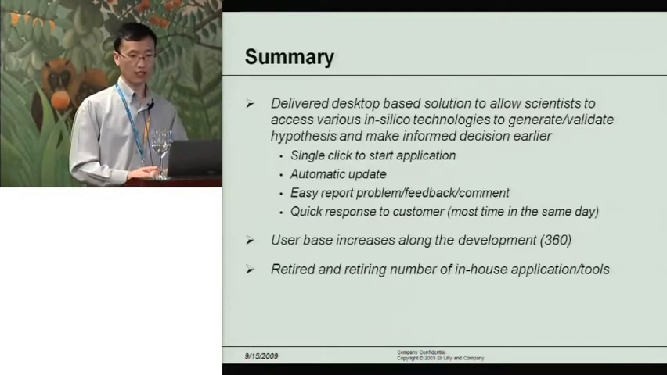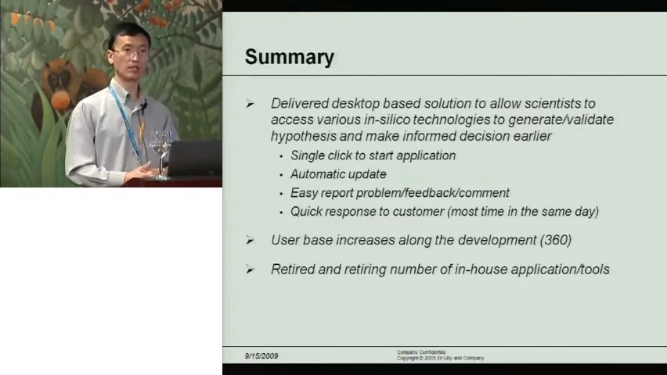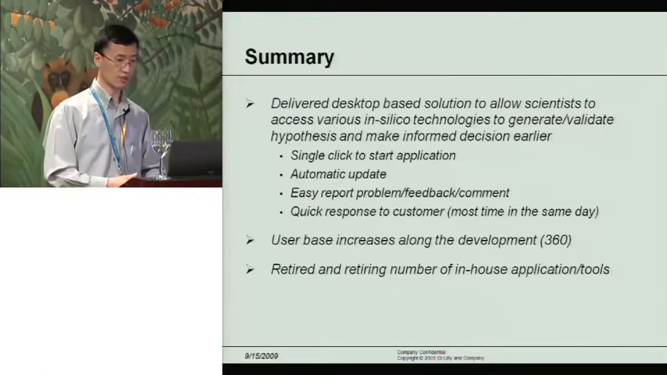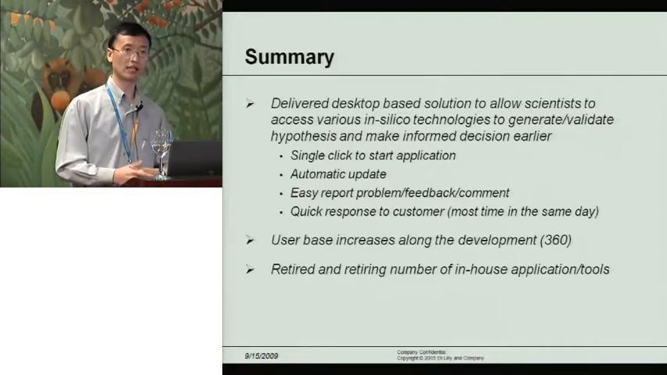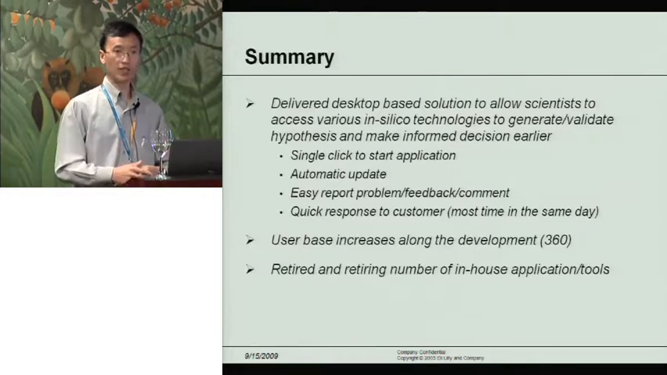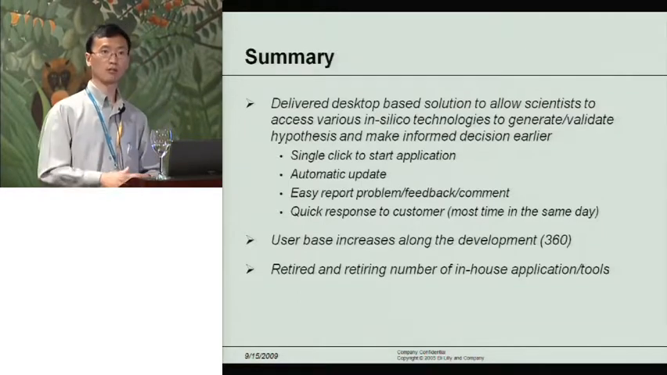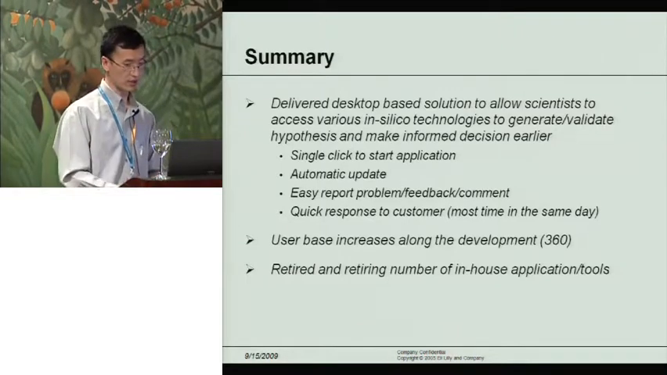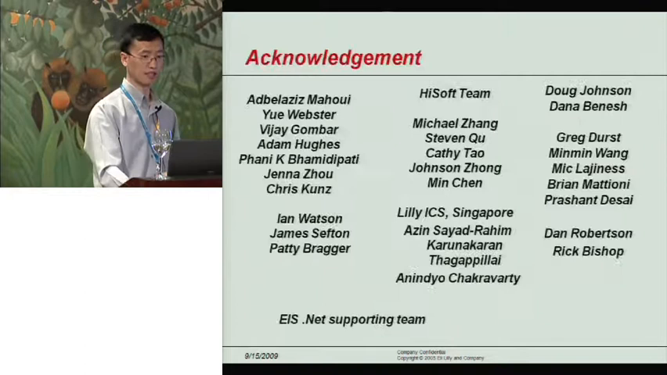Within 6 months, we got over 100 users. Now I think it's close to 400 users, and if you calculate, it's about 50% penetration of the chemist community. Every month about 200 different users run the tool, and they run maybe 1,000 or up to 2,000 jobs every month. We have also already retired several in-house applications.